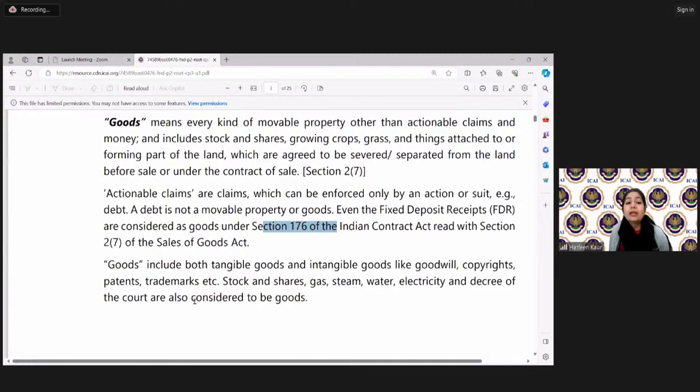Goods are tangible, intangible, both I told you. Tomorrow I want to sell my goodwill of the business, or I have written a book and I have copyrights to that book, they are also considered as goods. Gas, water, electricity, all these kinds of things are considered as goods.